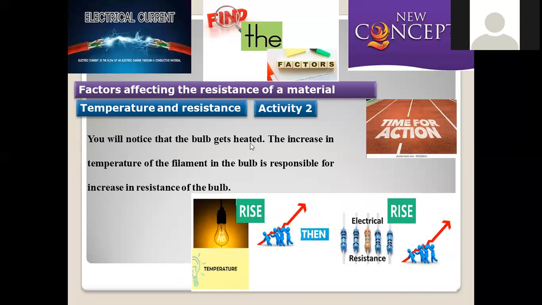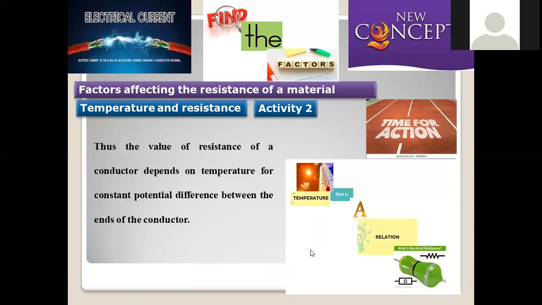You will notice that the bulb gets heated. After half an hour, if you touch the bulb, you will experience a rise in temperature; it is heated to some extent. The increase in the temperature of the filament in the bulb is responsible for the resistance of the bulb. So as the temperature rises, its resistance also increases. That's the reason why there is a direct proportionality.